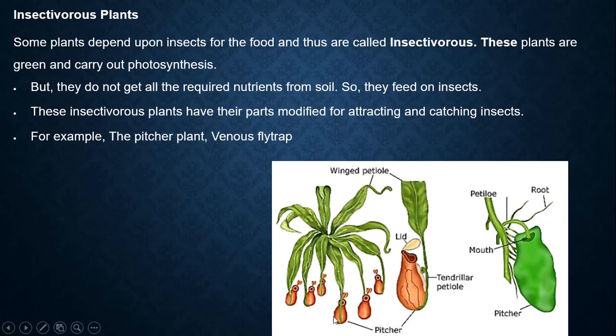In the figure you can see a pitcher plant. Here the pitcher is nothing but the modified leaf. The apex part of the leaf is modified as a lid, which can open and close. Inside the pitcher there are some hair-like structures which help to trap the insect. When the insect goes inside the pitcher, the lid gets closed. And inside the pitcher, digestive juices are secreted which help to digest the insect. And this is how the pitcher plant takes the nutrients from the insect.